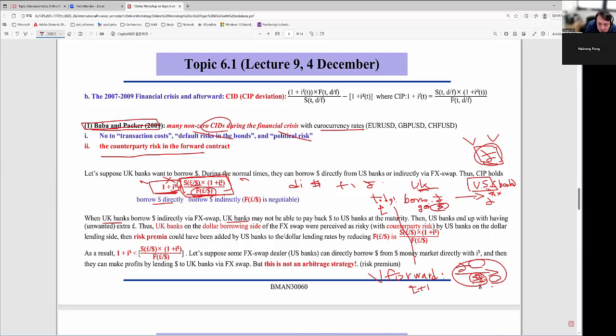Why is this the issue? During the crisis, first, pound was depreciating. So you don't want to have an asset with declining value. The US FX swap dealer doesn't want to have pound, so they are worried about this risk, first.